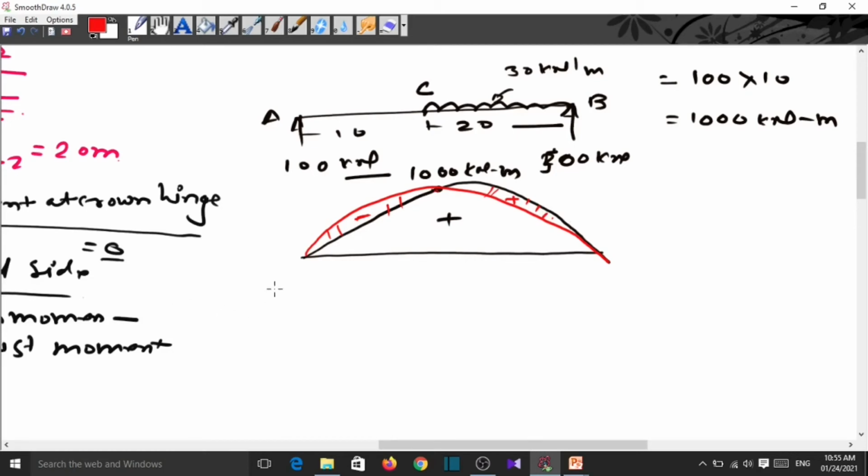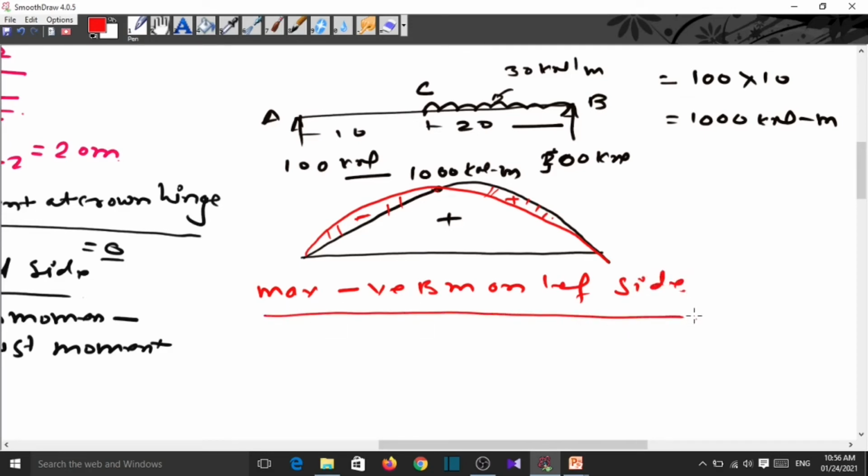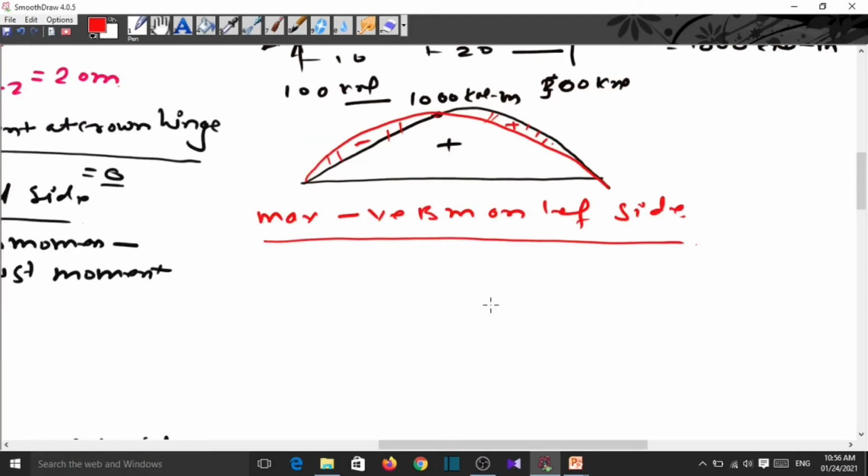So here we got maximum negative bending moment on the left side. But we don't know the location. So for that you have to write the bending moment equation, then differentiate it and equate it to 0. We got the bending moment maximum on the left side. So for this maximum bending moment, we know it is the beam moment minus the H moment.